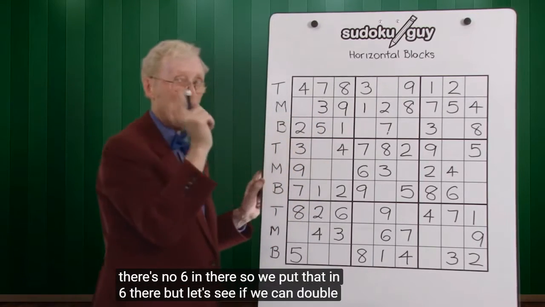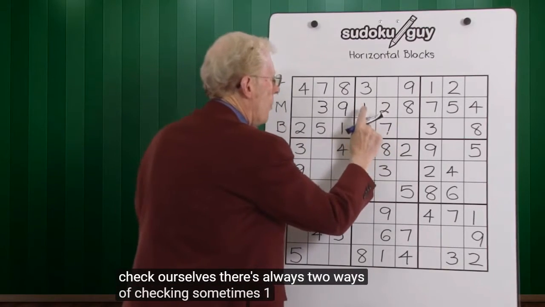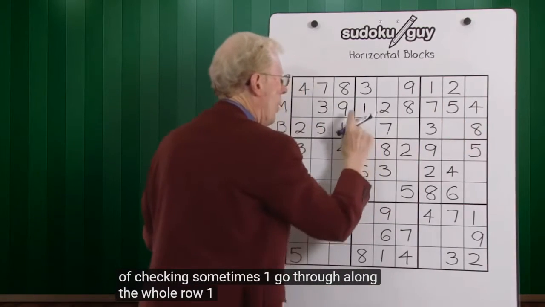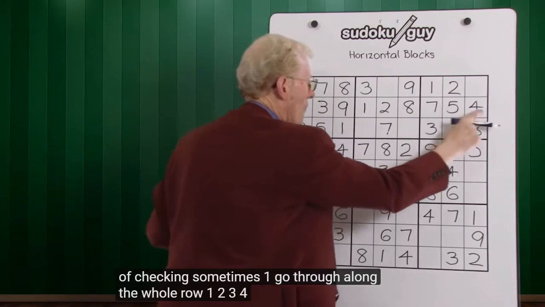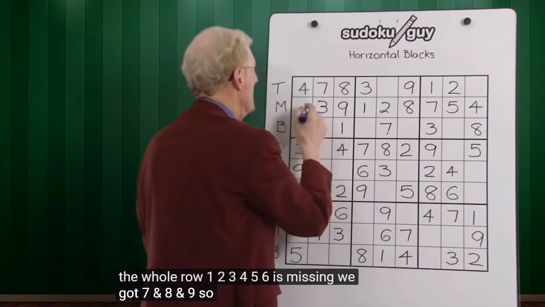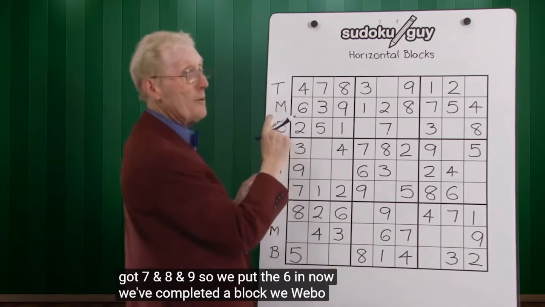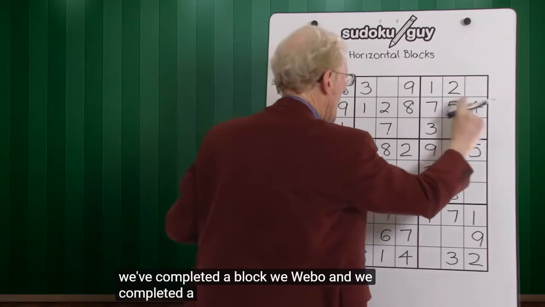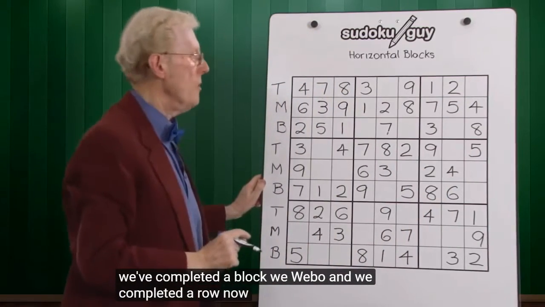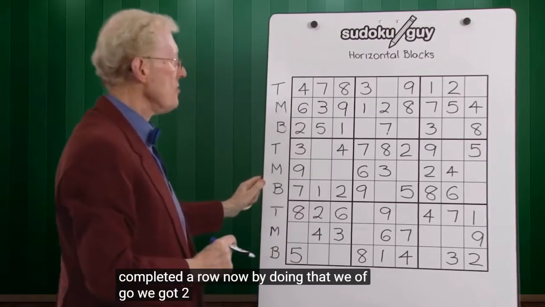But let's see if we can double check ourselves. There's always 2 ways of checking sometimes. Go along the whole row: 1, 2, 3, 4, 5, 6 is missing. We've got 7 and 8 and 9. So we put the 6 in. Now we've completed a block, and we completed a row. Now by doing that, we got to 3, didn't we?